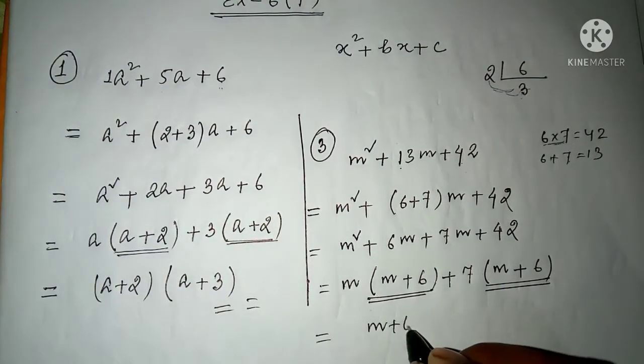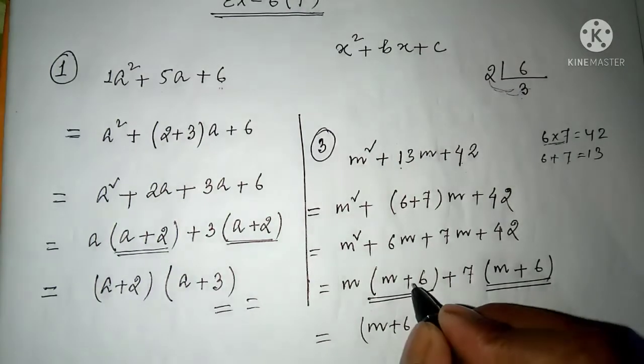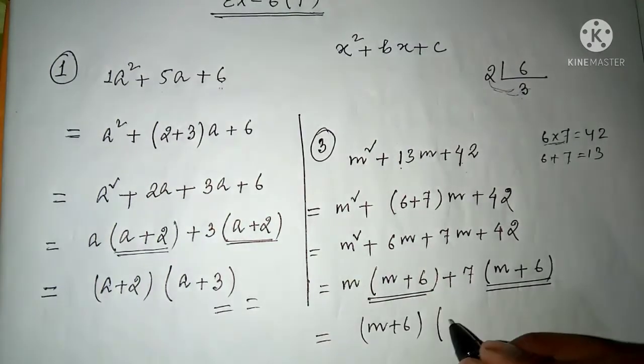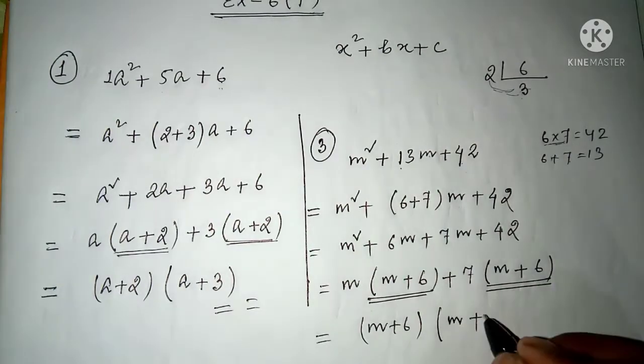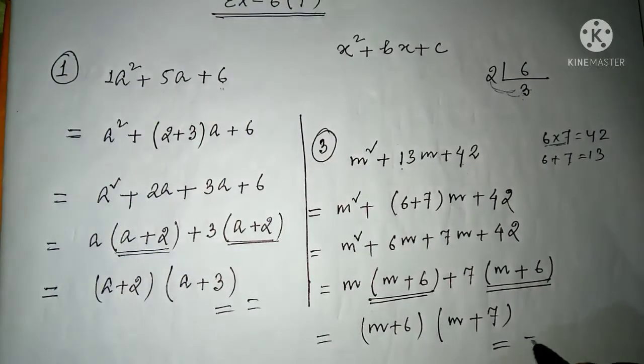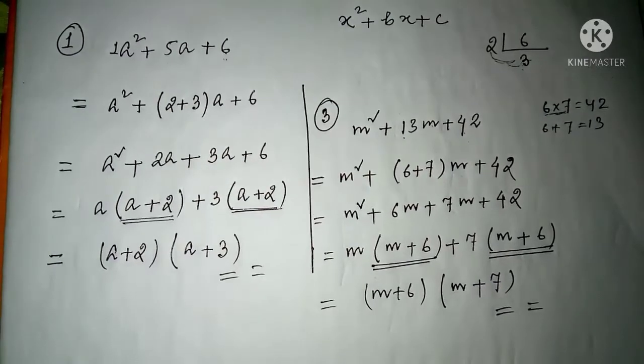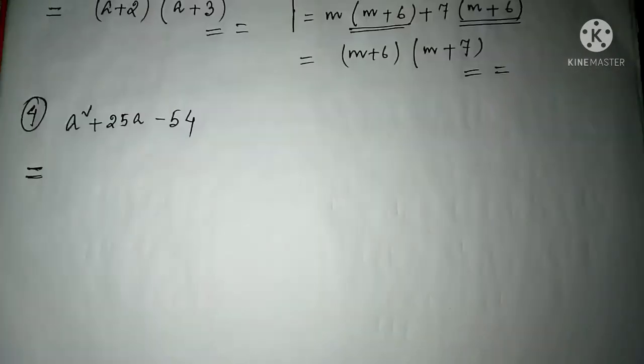Now you take m plus 6 common. From here m plus 6 is taken out, then m will remain here, plus from here m plus 6 is taken out, then plus 7 will remain here. So this is the factorized form of our third question.